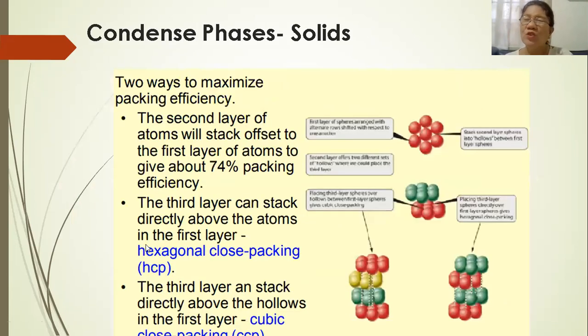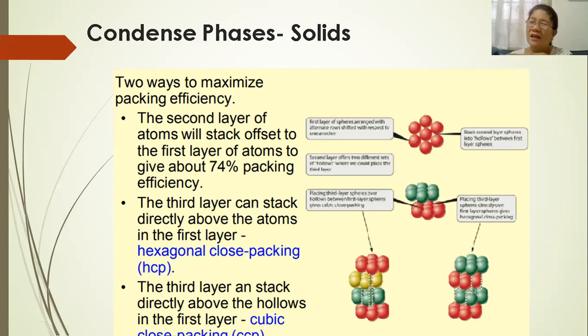So, how are we going to maximize packing efficiency? There are three ways in lessening the packing efficiency in order to have a greater packing efficiency. The first one is, of course, the first layer. Then the second layer of the atoms will stack offset the first layer of atoms. Meaning it's not in line, more like marbles in place. This will give about 74% packing efficiency.